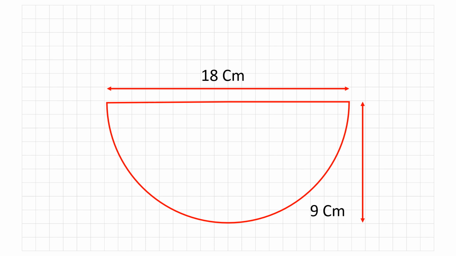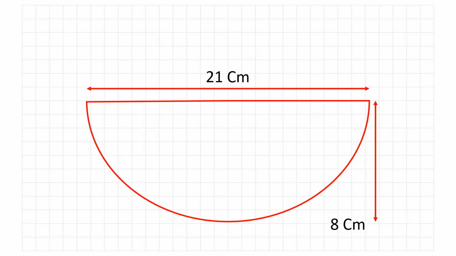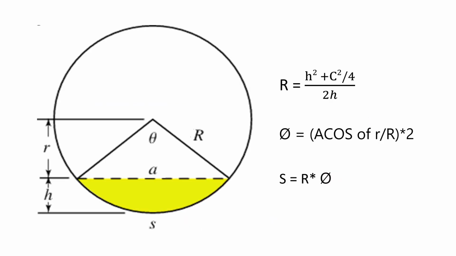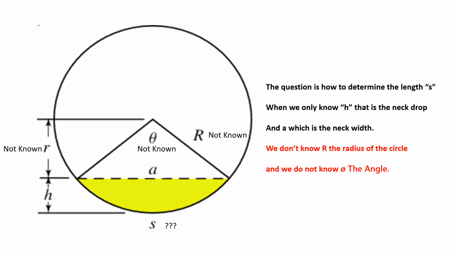front neck profile length is easy. Simple 2 pi r formula will work. But if the neck width is bigger than the front neck drop, we need to use a different formula. Using the formula is easy, but how we create this formula needs to be understood.